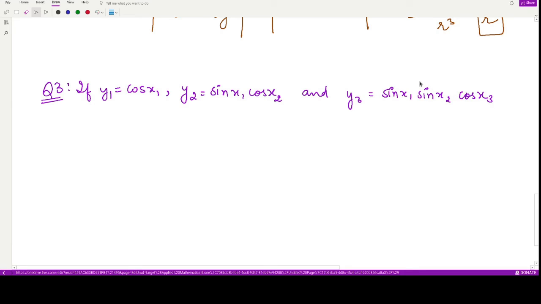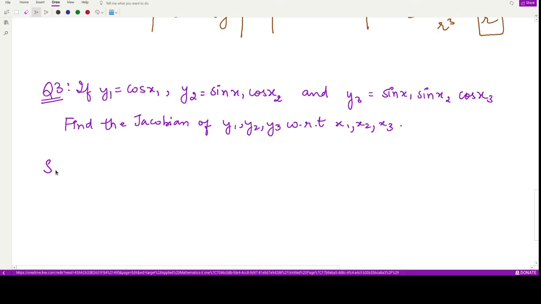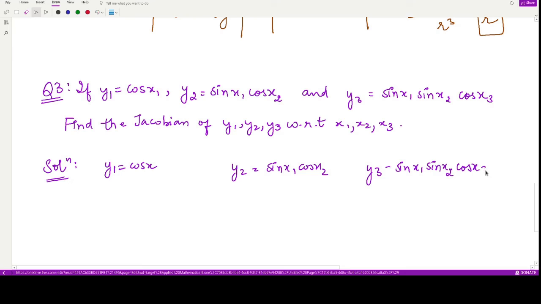So then they are asking, find the Jacobian of y1, y2, y3 with respect to x1, x2, x3. So this is the question. Now here y1 is given to be cos of x1, y2 is given to be sin of x1 cos of x2, and y3 is given to be sin of x1 sin of x2 cos of x3.